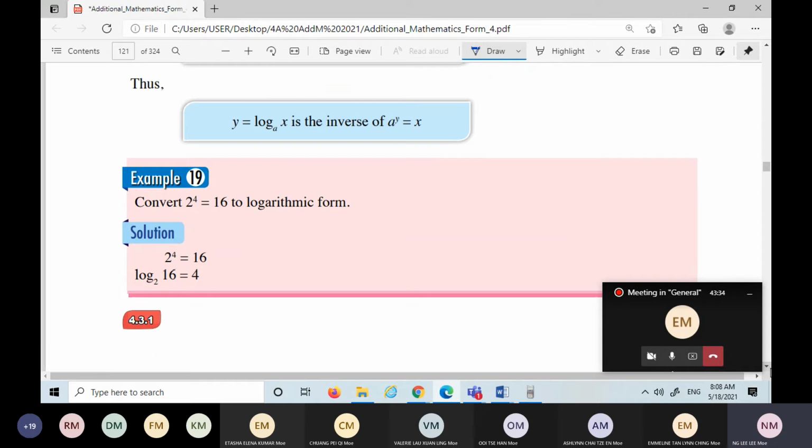First of all, convert 2 to power 4 equals 16 into logarithmic form. Very simple. The base here becomes the base of the log, and then the index becomes the answer, and then 16 is here.